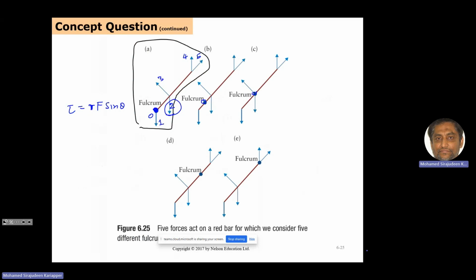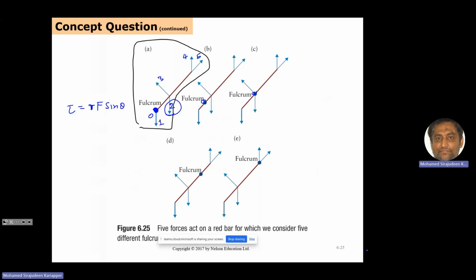Now is the R 0 now? No. We have an R. And now I need to get the direction of the torque, whether it is clockwise rotation or counterclockwise rotation about the fulcrum. So imagine you put your finger here, the fulcrum, and imagine number 2 is the only force. Forget about the rest of the forces. Then which direction will it turn? Clockwise or counterclockwise? Clockwise, right?